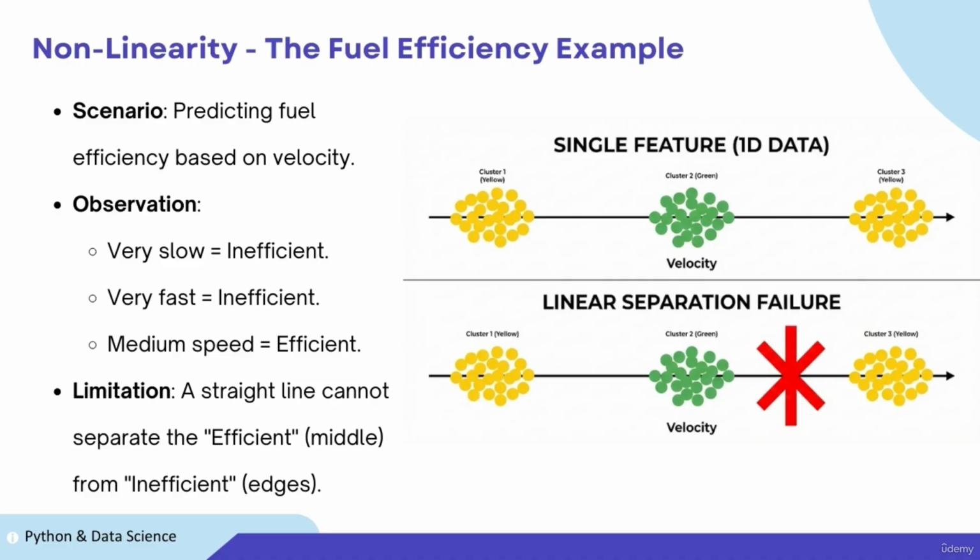Now let's look at a harder problem. Imagine we are predicting fuel efficiency based on speed. Driving too slow is inefficient. Driving too fast is also inefficient. The sweet spot is in the middle. If we plot this on a 1D line, the high efficiency points are stuck in the middle, sandwiched between the low efficiency points. You cannot draw a single straight cut to separate the middle from the edges. A linear model fails here completely.